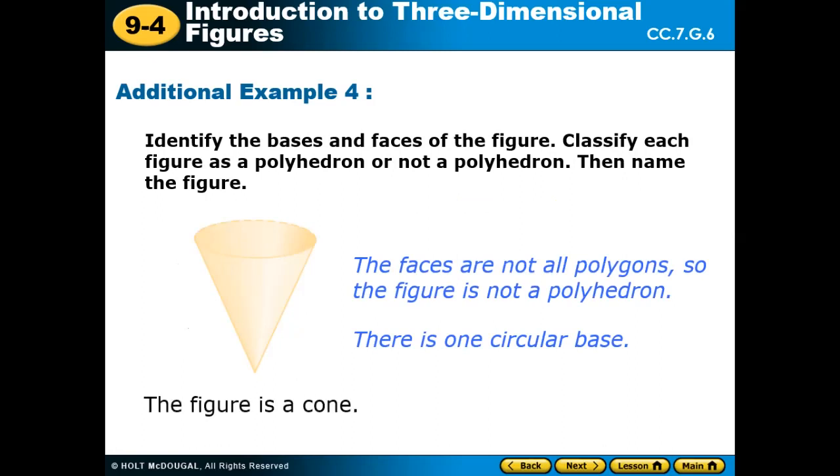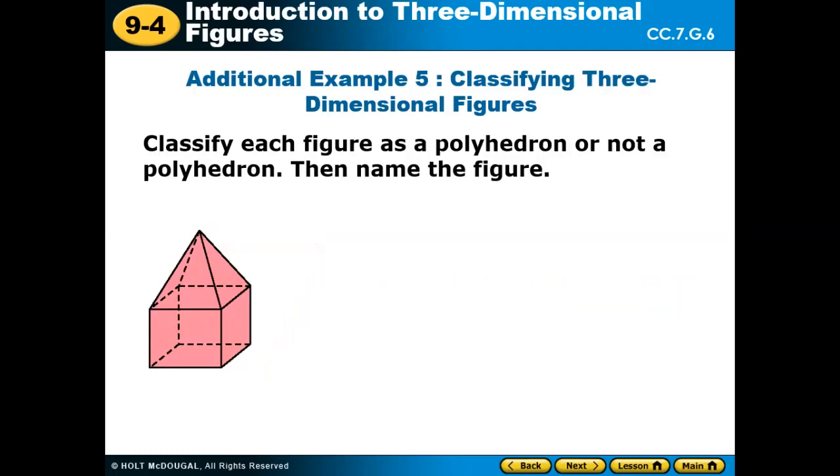So to decide if I have a polyhedron or not, I have to look at the faces, or I have to look for a circle. If I have any circle inside my figure, it means it's not a polyhedron. If I have no circles, that means it's a polyhedron. Let's see one more figure.